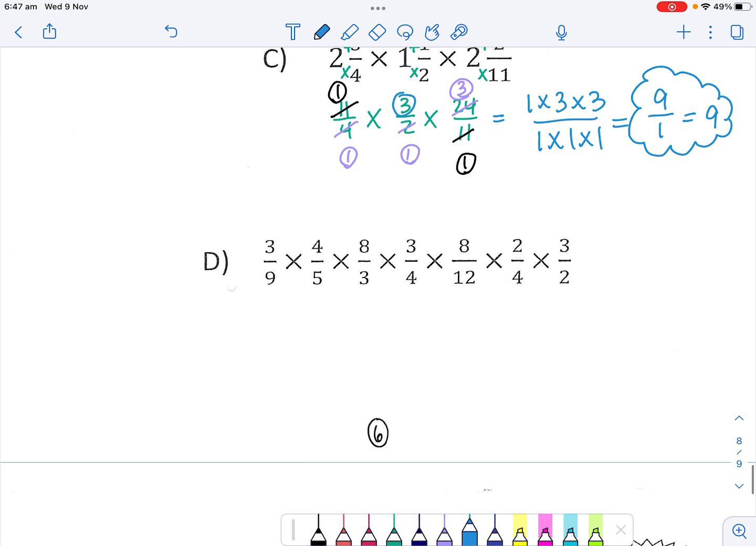All right, last one. We're going to look for those numbers that cancel out right away first, those presents, which ones are the same on both the top and the bottom. So I see a 3. I see a 4. I see a 2. And that's it so far for all the numbers that cancel out right away.